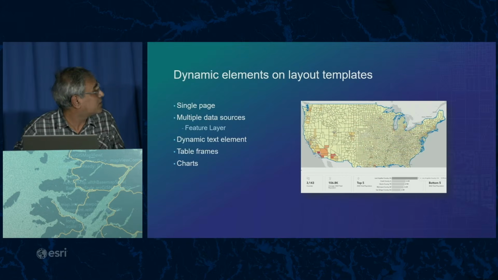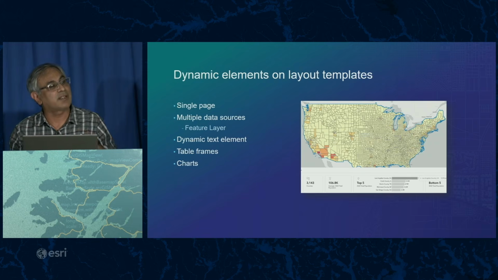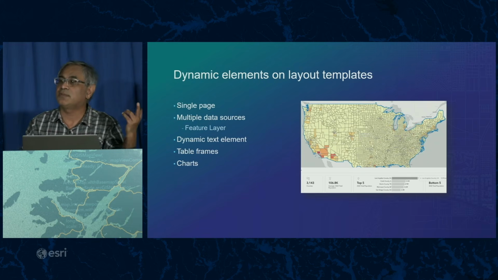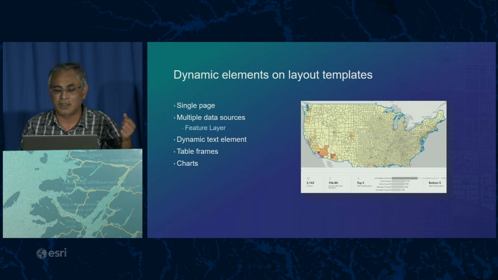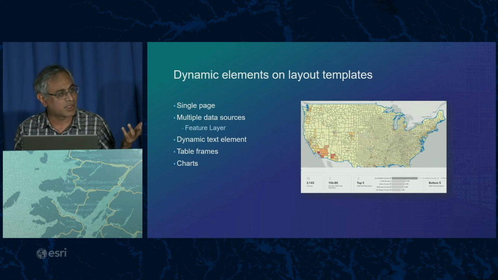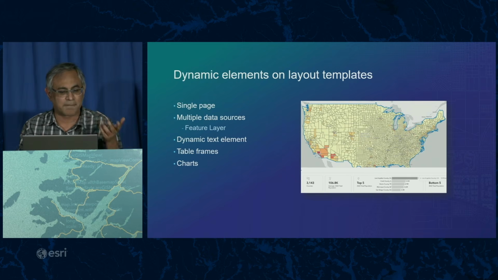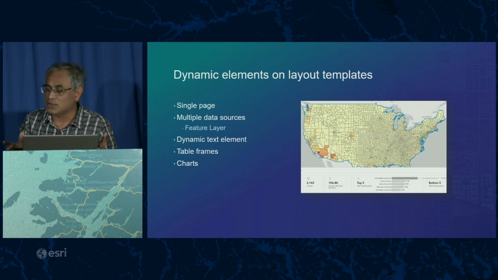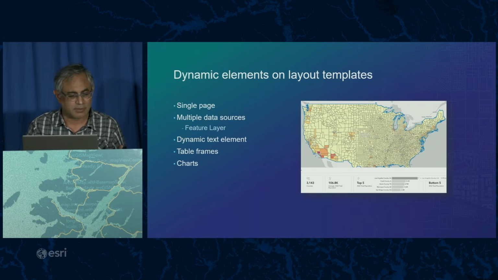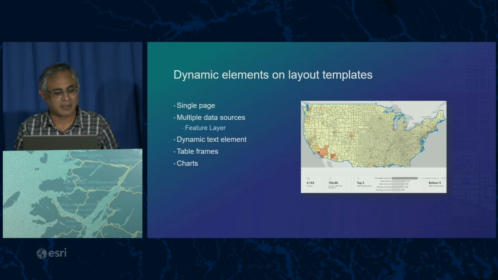Dynamic elements in layout templates. This is the other one that at the very beginning I mentioned there are kind of two types of reports that I usually like to call. One is a multi-page report that we saw before. Another is where we have one single page, but I want to see some attribute information, and then some dynamic text elements. I want to see some table frames, some charts.